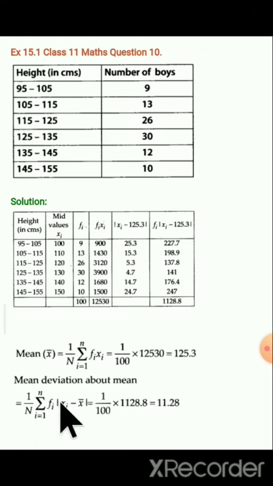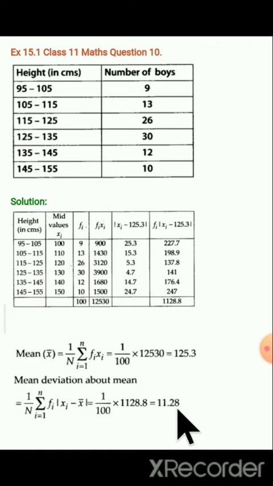Next mean deviation about mean. To find this, first we calculate xi minus x bar, and we will get these values. Next fi into |xi minus x bar|, and here 1128.8 is the sum of the fi into |xi minus x bar| values. So the mean deviation about mean is 1 by n into summation of fi into |xi minus x bar|, that equals 1 by 100 into 1128.8, that is 11.28.